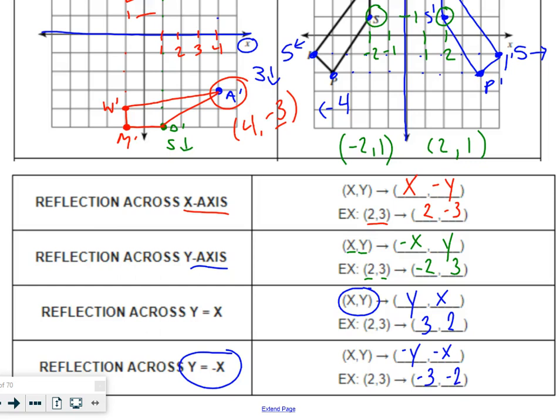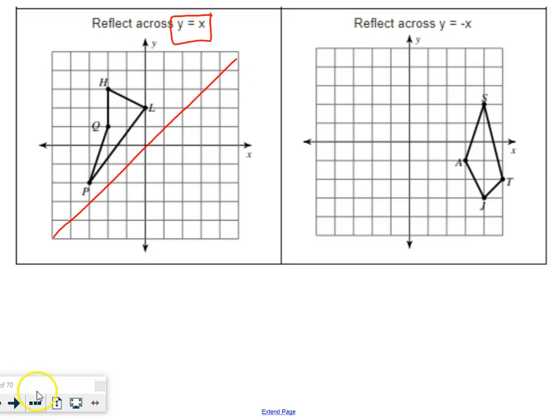So let's look at our next two examples on our paper. All right, so for our next two examples, we're going to use those rules. Reflect across y equals x. So that's the line that I have drawn on your paper for you. And remember, that means your x, y numbers are going to become y, x.